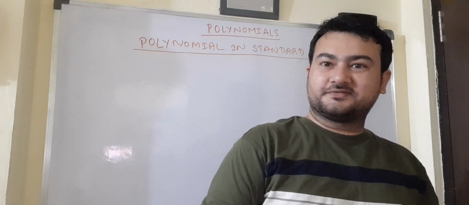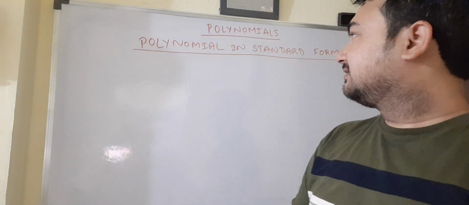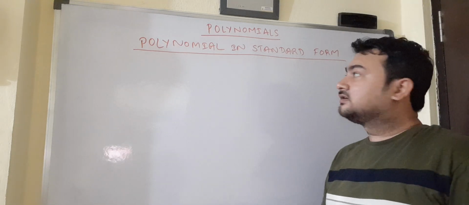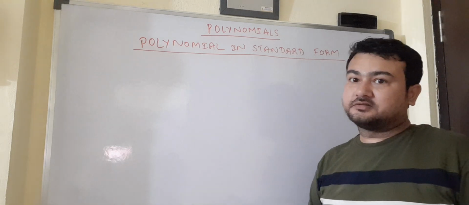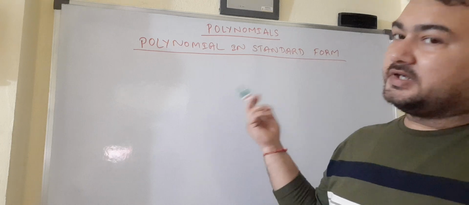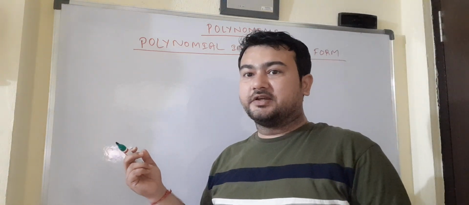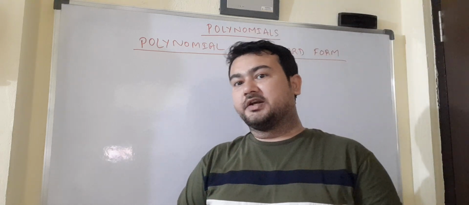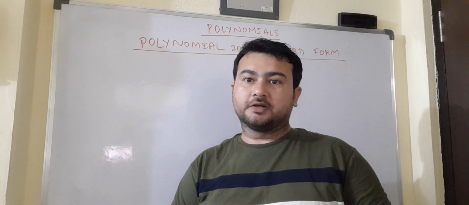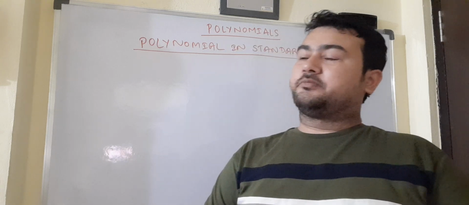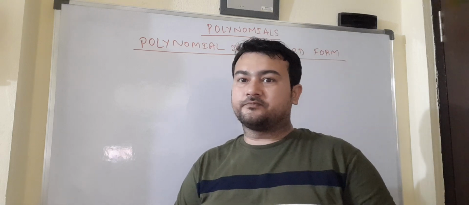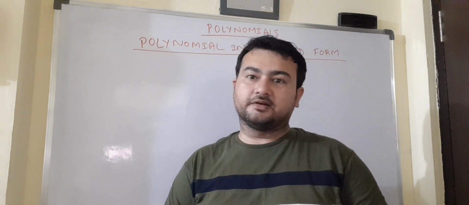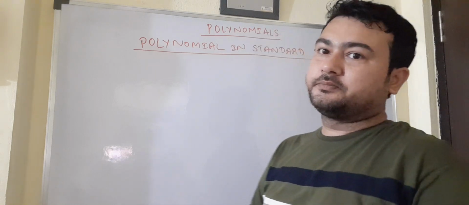Welcome back, students. In the last class, you saw the degrees of polynomials and how the polynomials are classified based on the degrees. If it has degree 1, then it is a linear polynomial, degree 2, then quadratic polynomial, degree 3, then cubic polynomial, and degree 4, then biquadratic polynomial. And if the degree is 0, then it is a constant polynomial. And for the zero polynomial, the degree is not defined. Up to this you have seen.